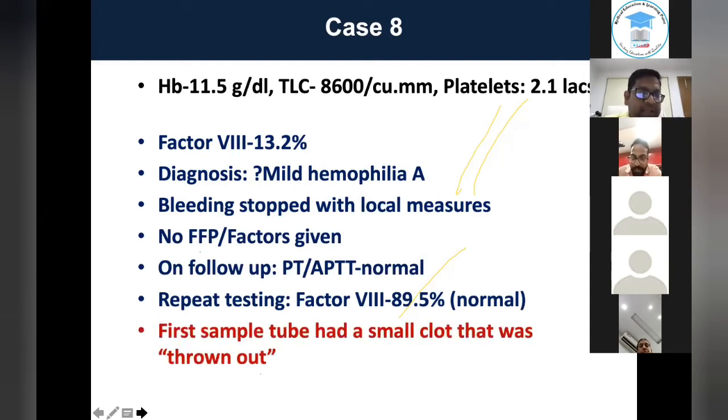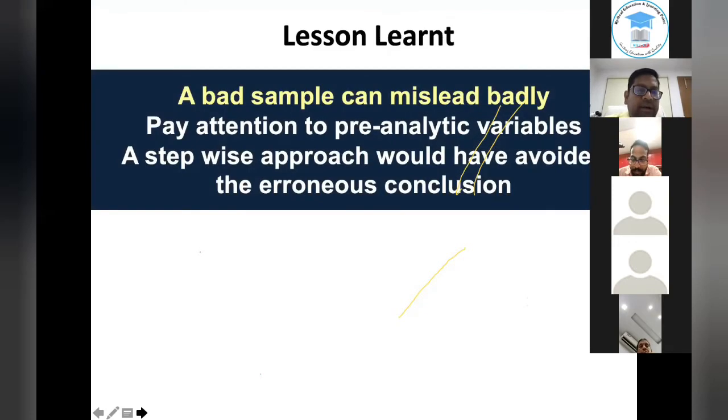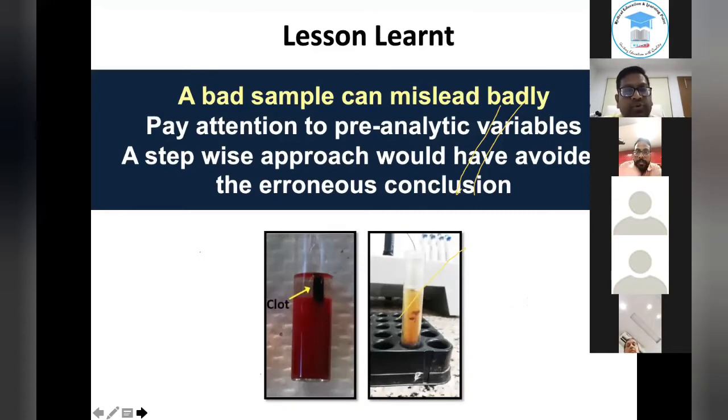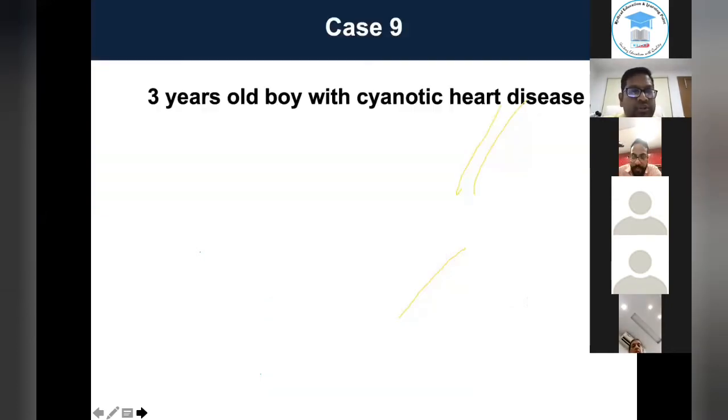Possibly what happened is that when we inquired, the first sample tube had a small clot that had been thrown out. So what you learn: a bad sample can mislead badly. Pay attention to pre-analytical variables, and a stepwise approach would have avoided an erroneous conclusion.